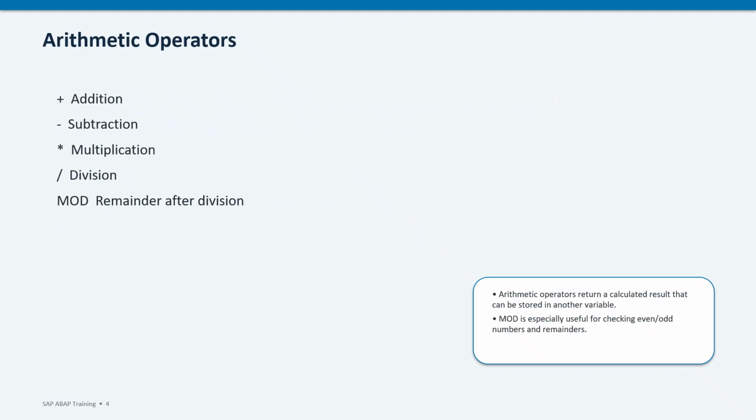The first operator is the arithmetic operator. Arithmetic operators are used to perform mathematical calculations like algebra. The plus symbol is used for addition, the minus symbol for subtraction, the multiplication symbol for multiplication, and the division symbol for division. Finally, mod is used to find the remainder after division. These are the five types of arithmetic operators.